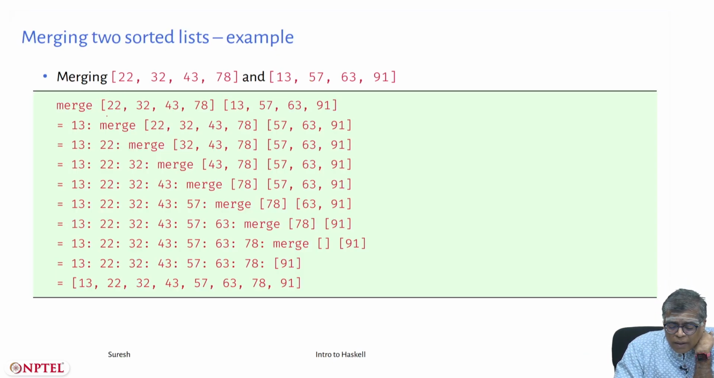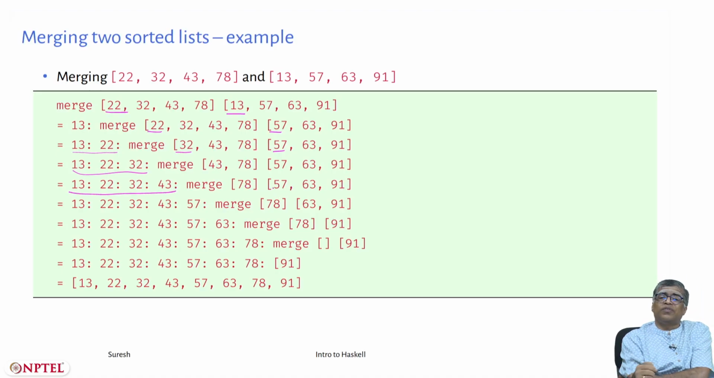So let us compare. You will compare 22 and 13, and 13 is smaller, so 13 goes into the z's queue, and the rest of the z's will be made up by the merge of 22, 32, 43, 78 and 57, 63, 91. Now once again you compare 22 with 57, 22 is smaller, so this goes here. Now you are left with 32, 43, 78, so you compare 32 with 57, 32 is smaller. You are comparing 43, 78 with 57, 63, 91. 43 is smaller, so this goes here, 78, etc.